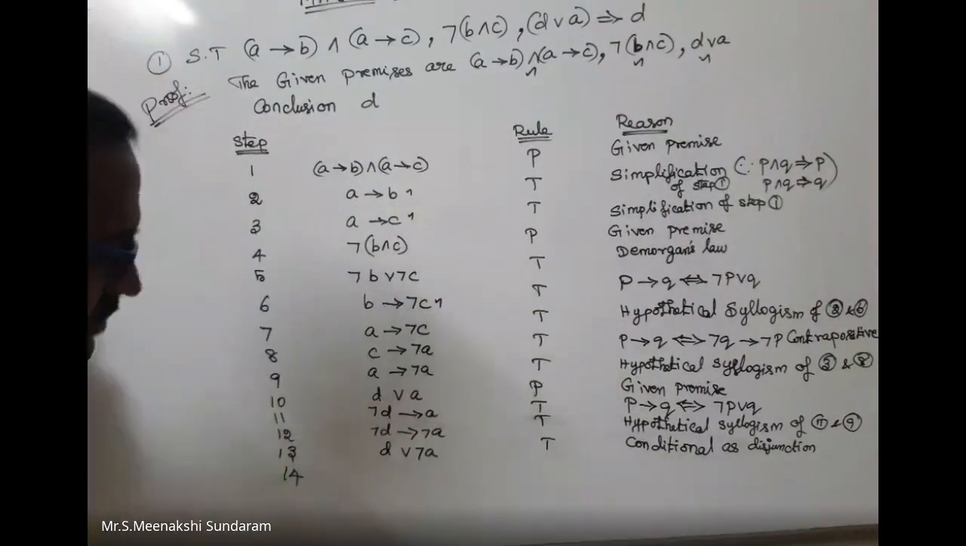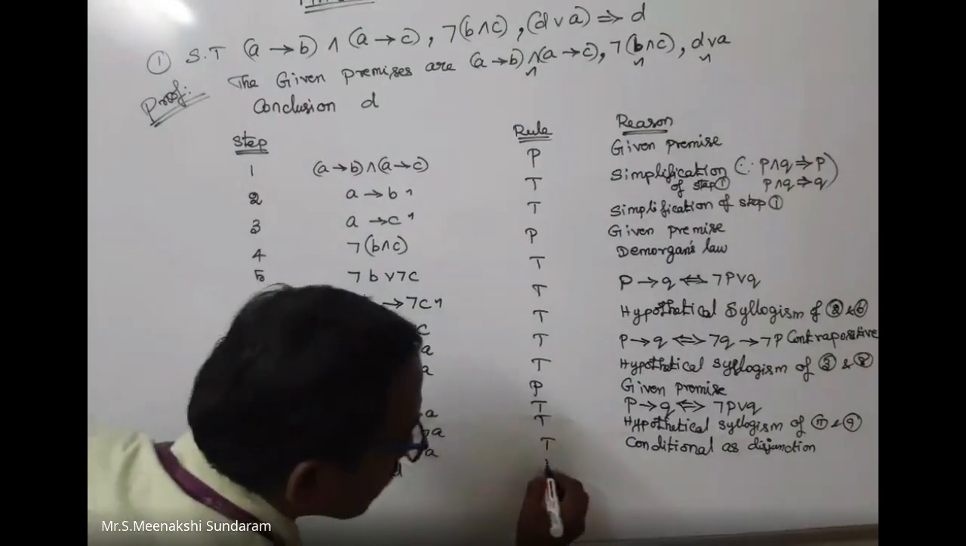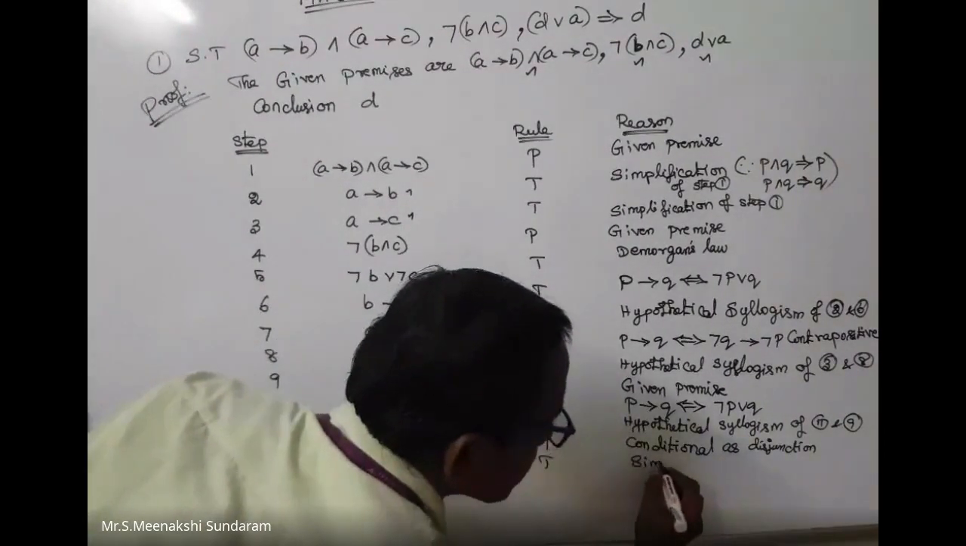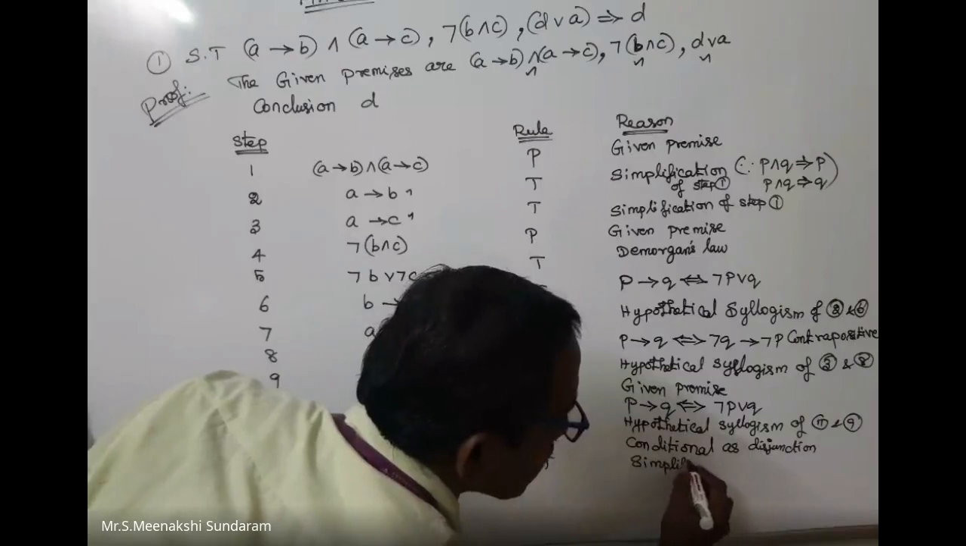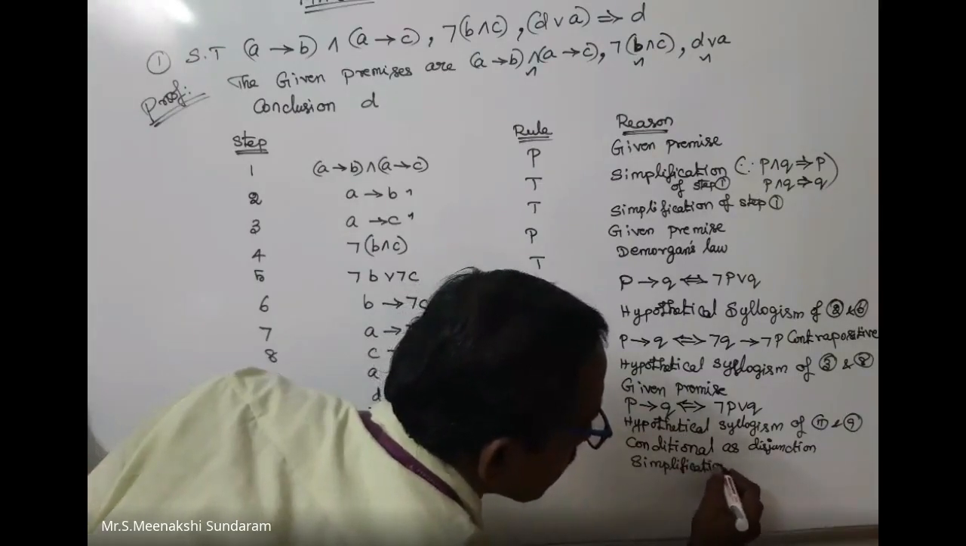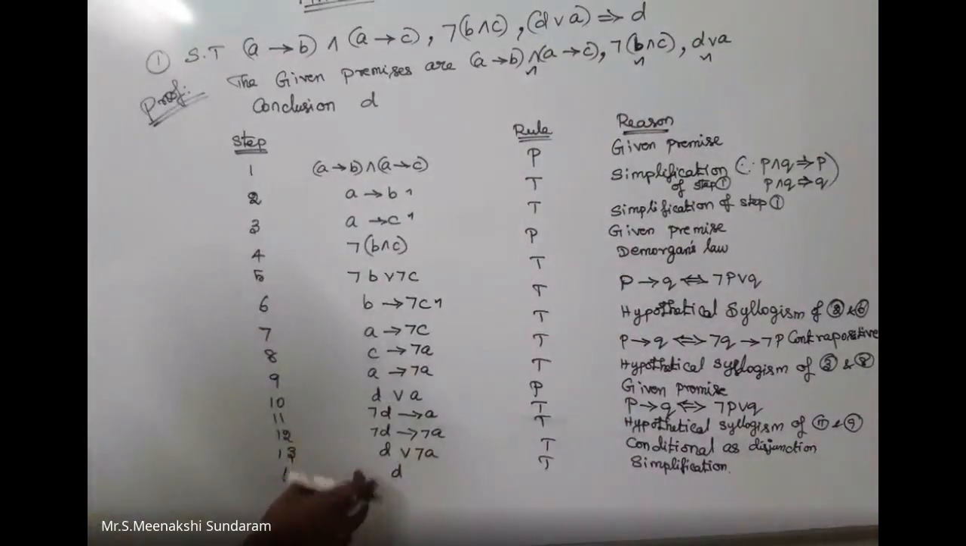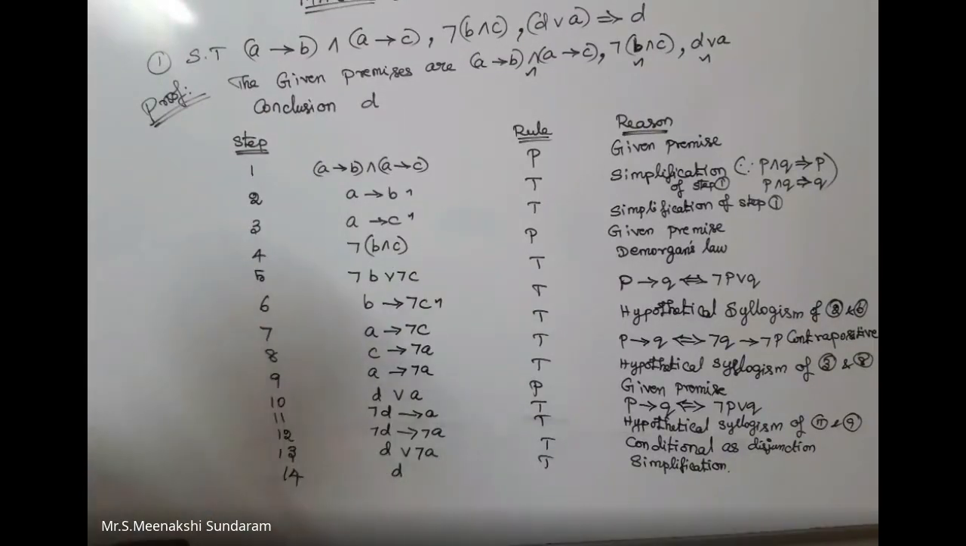We can write the end term, D. Simplification. That we need, the conclusion. The final answer is D. That we need, the conclusion.